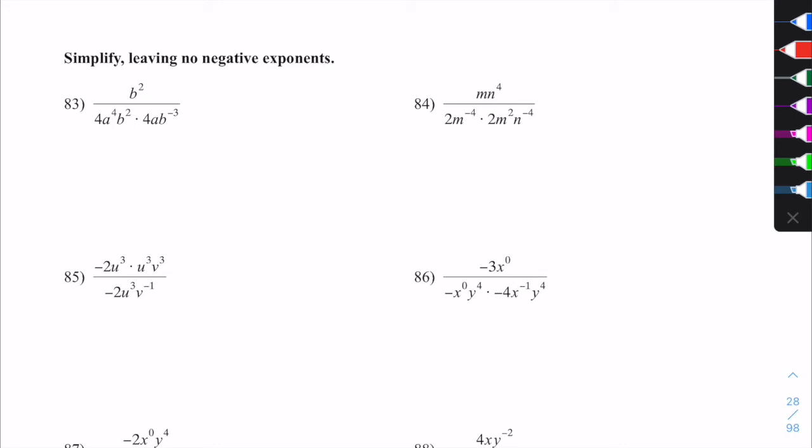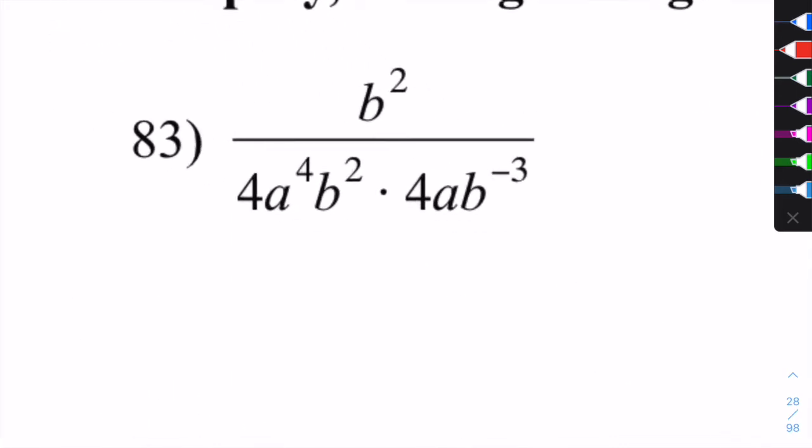Hello everyone, let's look at some additional examples using the quotient property, and we're going to combine it with some of our other properties like the product of powers property and the negative exponent properties. Whew, this should be just so much fun. All right, let's dive right in and look at an example.